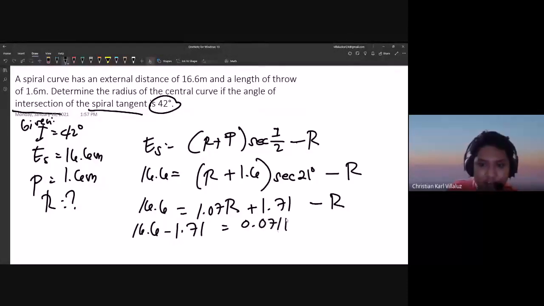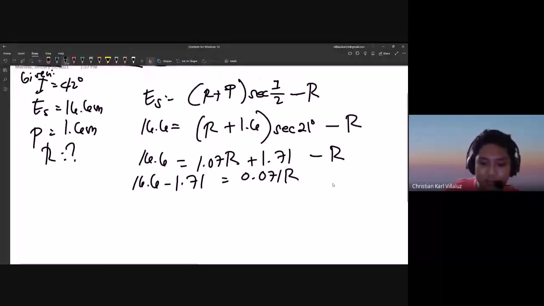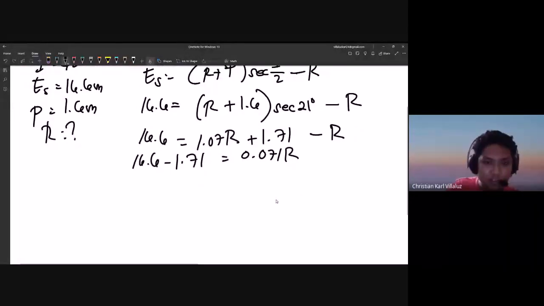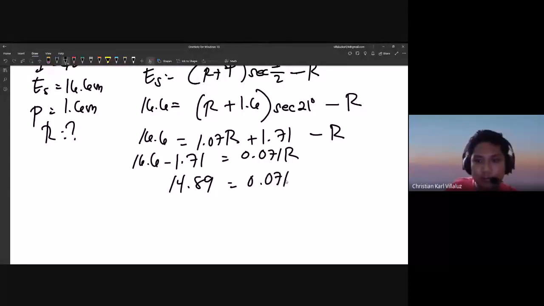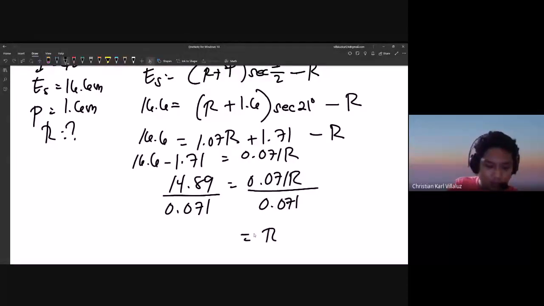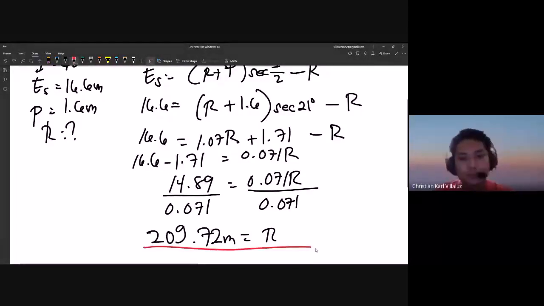Then 1.07 R minus R is 0.071 R. Okay. 16.6 minus 1.71, 14.89 equals to 0.071 R. Divide both sides para mahanap si R. Okay. That's 209.72 meters. Okay? Formula based lang.